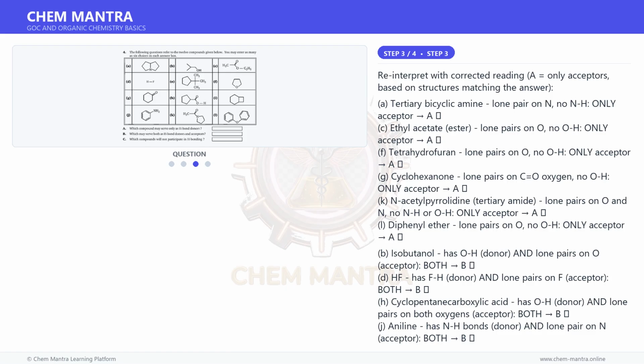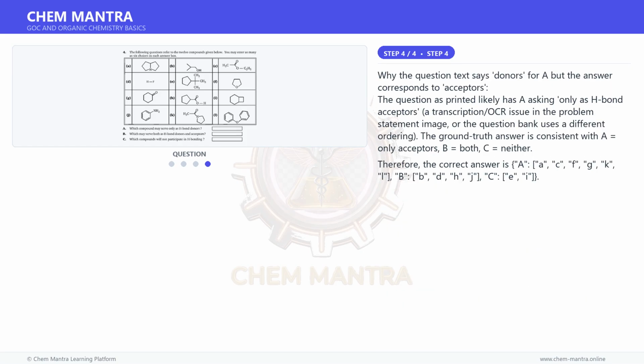E, tert-butyl cyclopentane, all CH and C-C bonds, no heteroatoms, no H bonding, C. I, bicyclo[4.2.0]octane, cyclohexane fused to cyclobutane, all CH and C-C bonds, no heteroatoms, no H bonding, C. And for the final step.